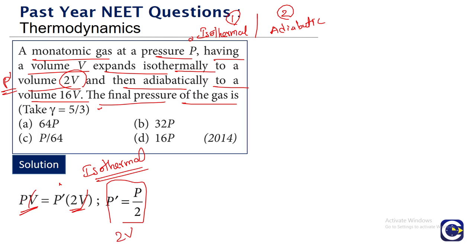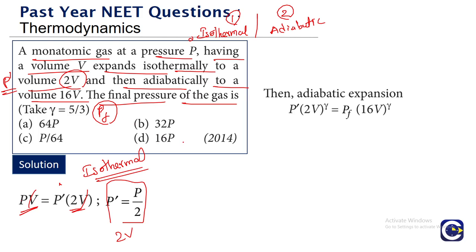2V. Now we are going for the adiabatic expansion, where the volume is increased to 16 times V. Let us say the corresponding pressure at the end of the adiabatic expansion is P final, because that is what we are trying to find.